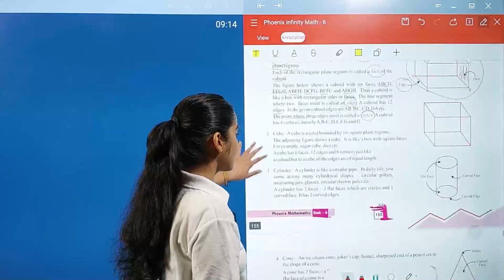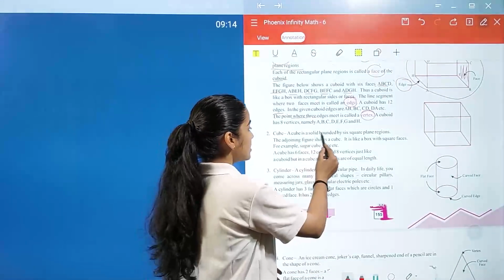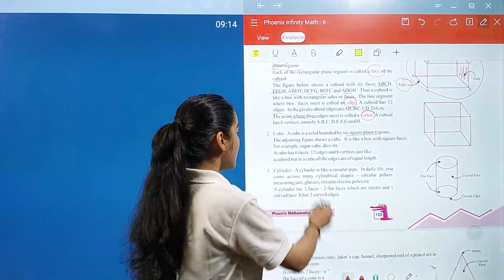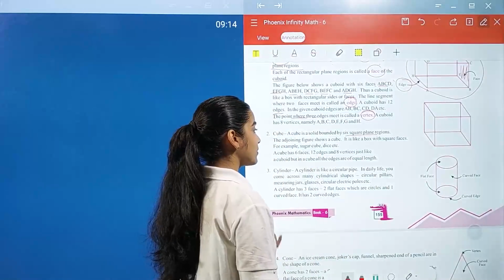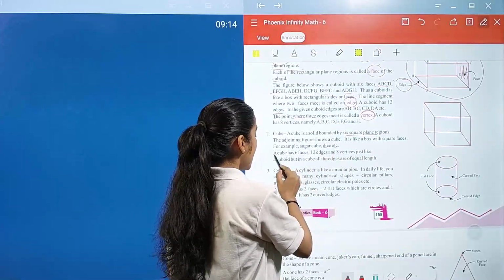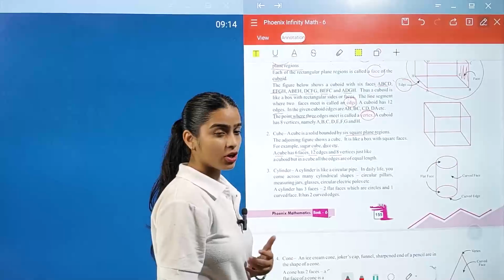Now next we have cube. In a cube we have 6 squares. So a cube is a solid bounded by 6 square plane regions. The adjoining figure shows a cube. It is like a box with square faces. For example, sugar cube, dice, etc. A cube has 6 faces, 12 edges and 8 vertices, just like your cuboid.